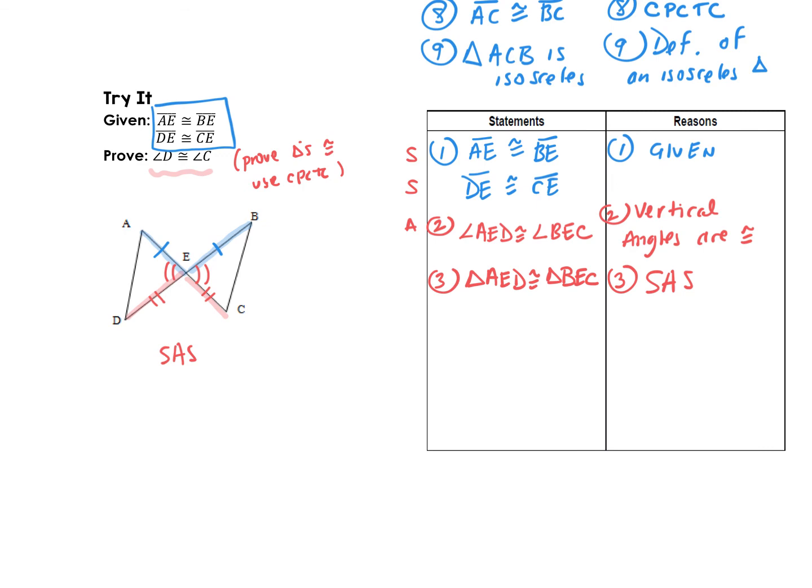Now the takeaway, we want to prove that angle D is congruent to angle C, so check it out. Here's angle D, here's angle C. Ask yourself, are they in the same position in the names of those two triangles? The answer is yes, they are. So we're going to say in line 4, angle D congruent to angle C. And how they're congruent is that they're corresponding parts of congruent triangles. So they're congruent. CPCTC. All right, that's it.